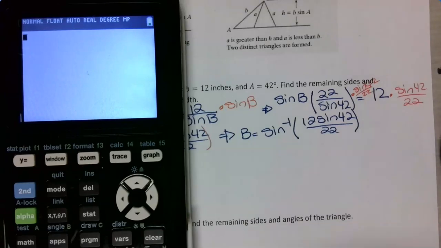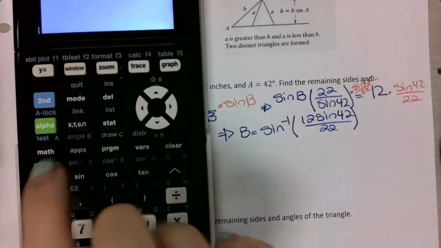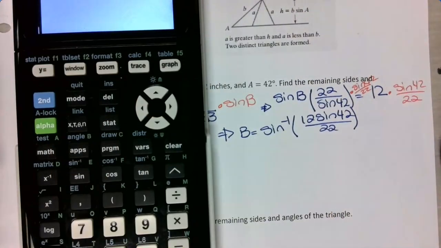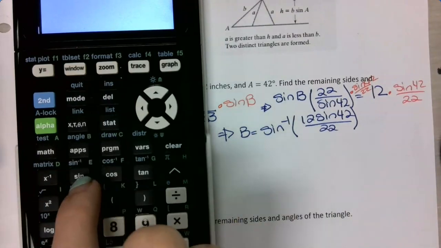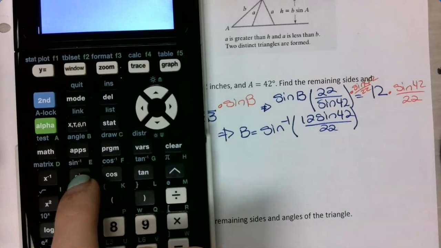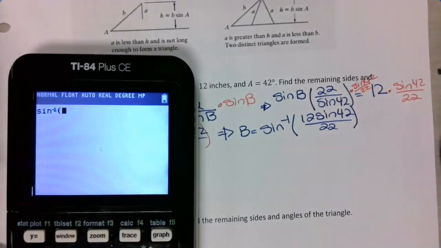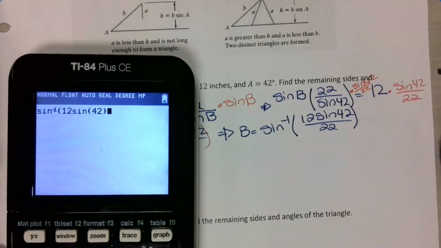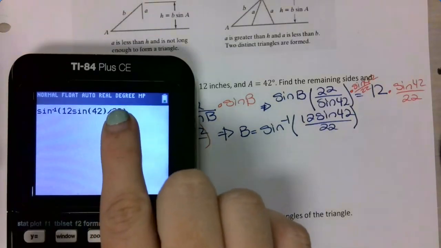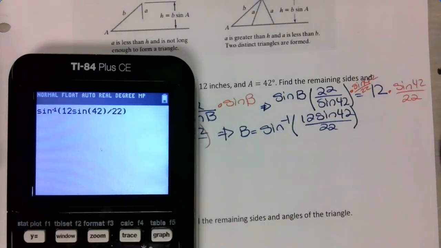Okay, so to type this in, to get the inverse, I'm going to go second, sine. Because notice how my second button matches the color of the inverse sine. And then I'm going to type the rest like I was yesterday. So I'm going to have 12 sine of 42 divided by 22. And again, just like yesterday, I should make sure I'm in degrees. Newer calculators will tell me. Older ones, you have to go and check.